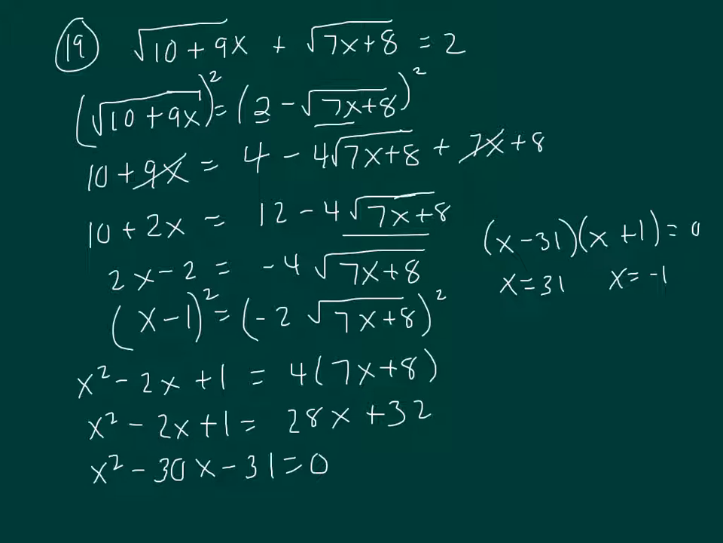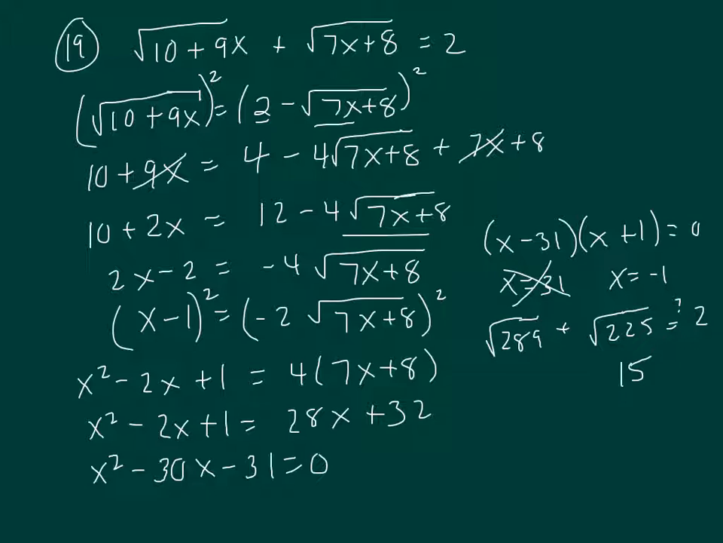Now because you've squared both sides, you've actually done it twice, you've got to check these answers to see if they actually work. So you take 31 and substitute it back into the original problem. So that's 10 plus 9 times 31. So that's a square root of 289 plus 7 times 31 plus 8. I'm using my calculator. Plus the square root of 225. Is that equal to 2? Now I can already tell you it's not going to be because the square root of 225 is 15.